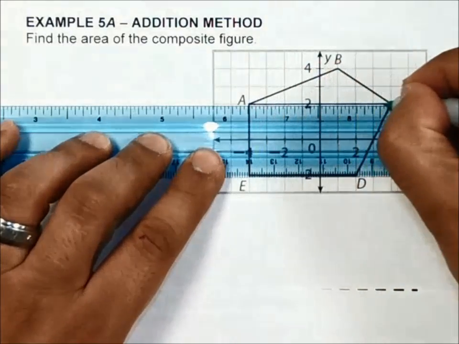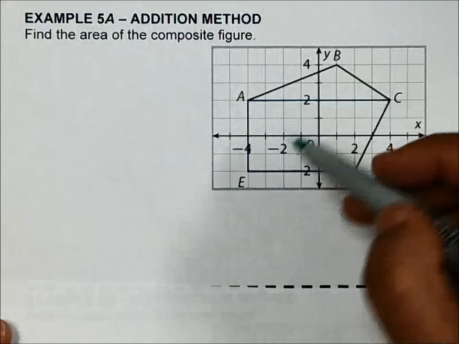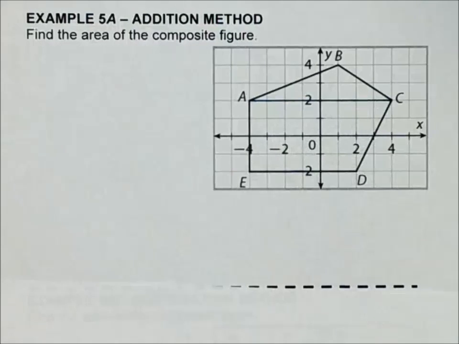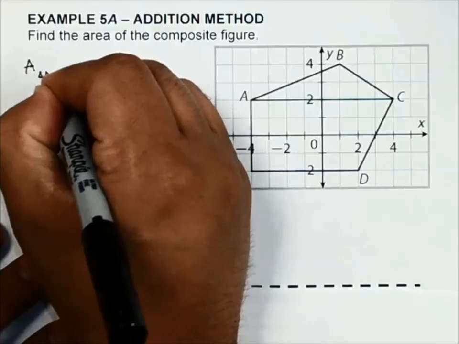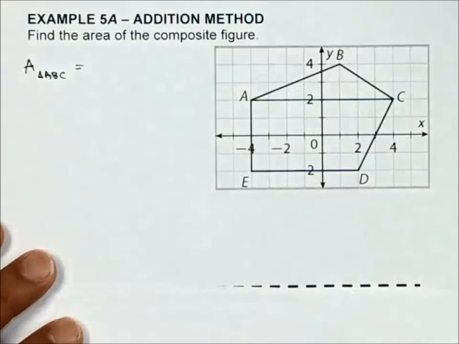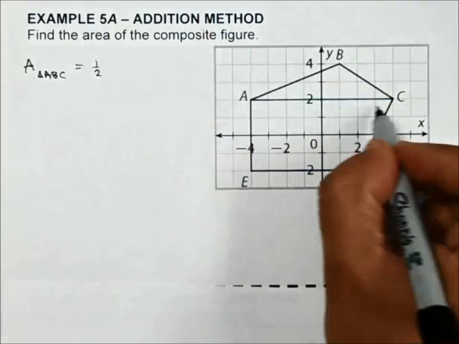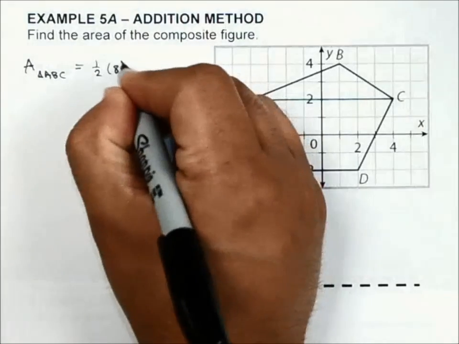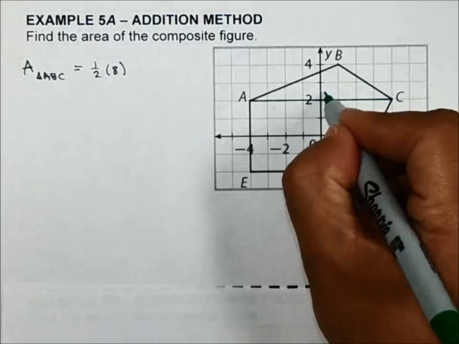So I'm going to draw this line from A to C, so that I have a triangle ABC, and then I have this trapezoid ACDE. Okay. So what I'm going to do first is find the area of triangle ABC. In order to find my base, I'm just going to count, because that's a horizontal line, so I can count the units. That's going to give me a length of 8 units. This has a length of 8 units going across.